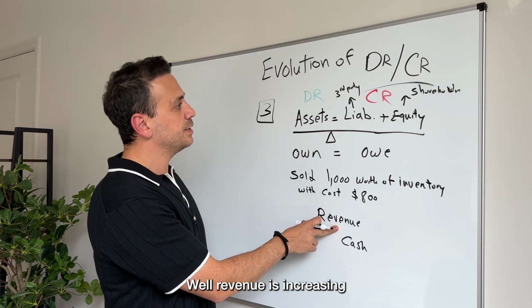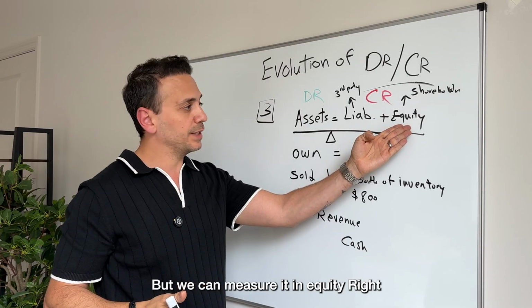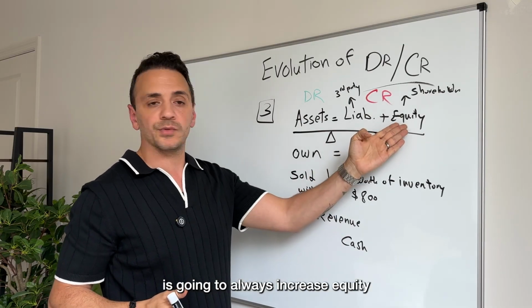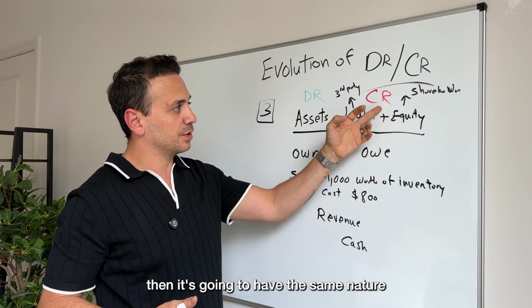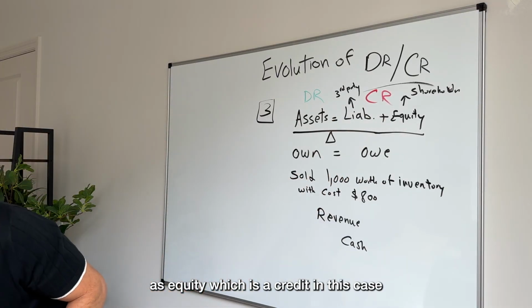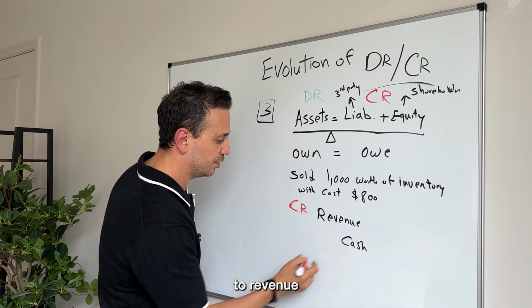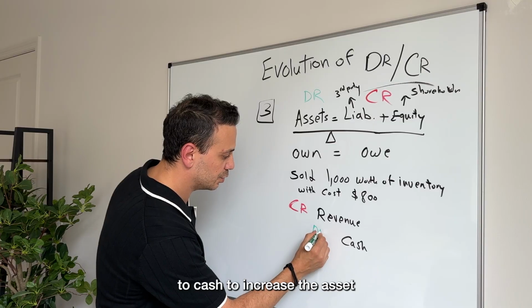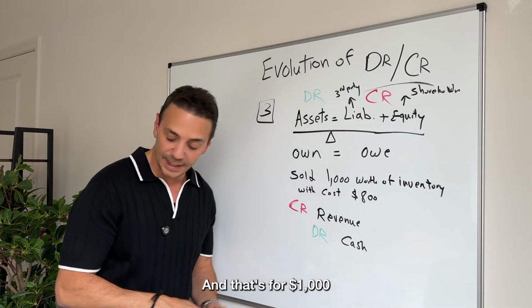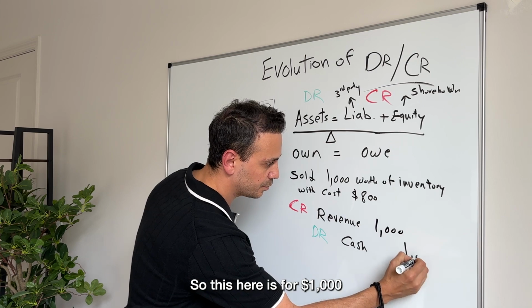Well, revenue is increasing. Revenue isn't here, but we can measure it in equity, right? Because revenue is always going to increase equity. So when it's increasing equity, then it's going to have the same nature as equity, which is a credit in this case. So it's a credit to revenue, and it's going to be a debit to cash to increase the asset, right? And that's for $1,000. So this here is for $1,000.